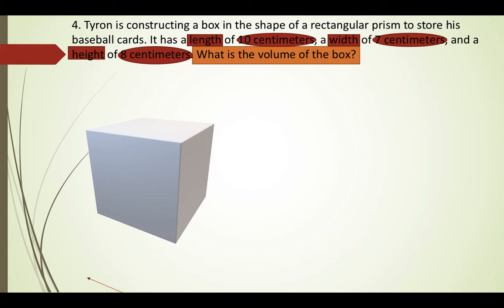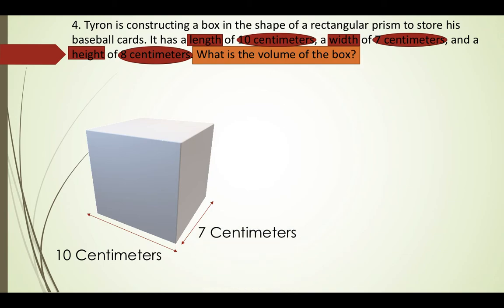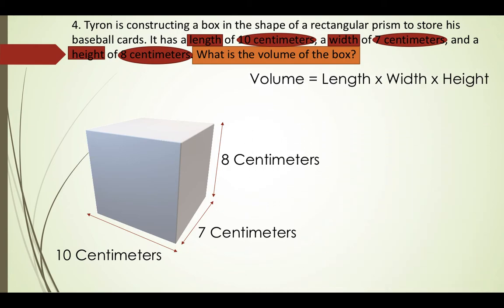It says it has a length of 10 centimeters, so I'm going to put in 10 centimeters, a width of 7 centimeters, and a height of 8 centimeters. So now I'm going to go back to my formula of volume. I know it's length times width times height. And now I'm just going to plug in those three numbers. I have a length of 10, a width of 7, and a height of 8.